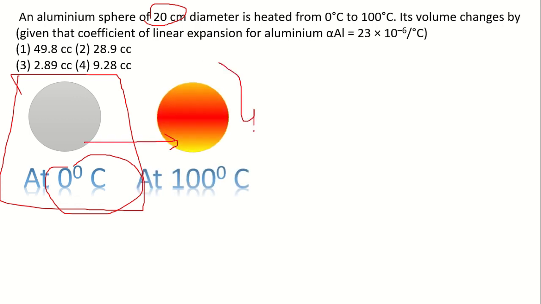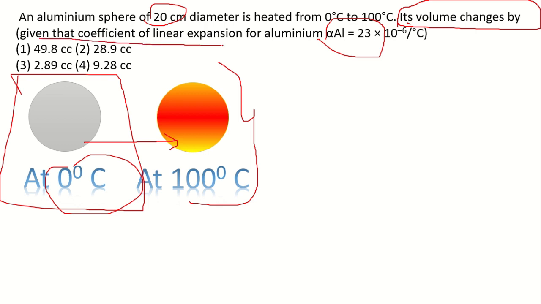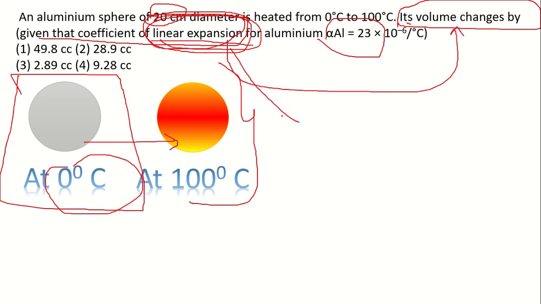We have to find out the volumetric change, that is the total change in the volume of the sphere due to thermal expansion. And in the question it is given the coefficient of linear expansion. You have to focus on this one, very important: linear expansion, but we have to find out the volumetric change. The given coefficient of expansion is only linear, but we have to find out the three-dimensional change, that is the volumetric change. Now let us solve this problem.